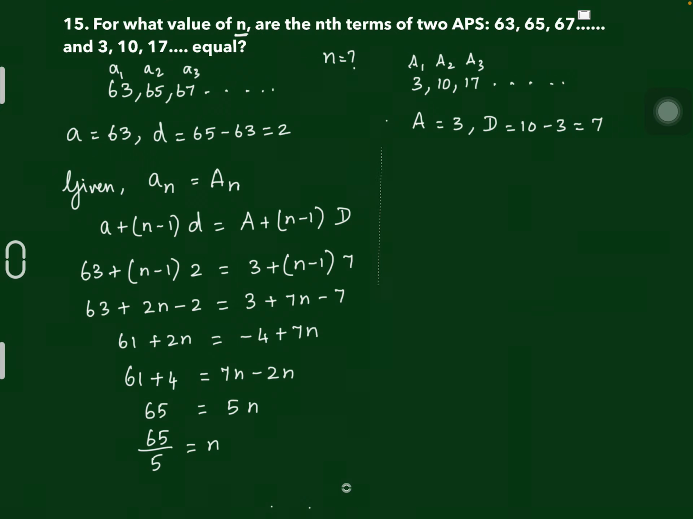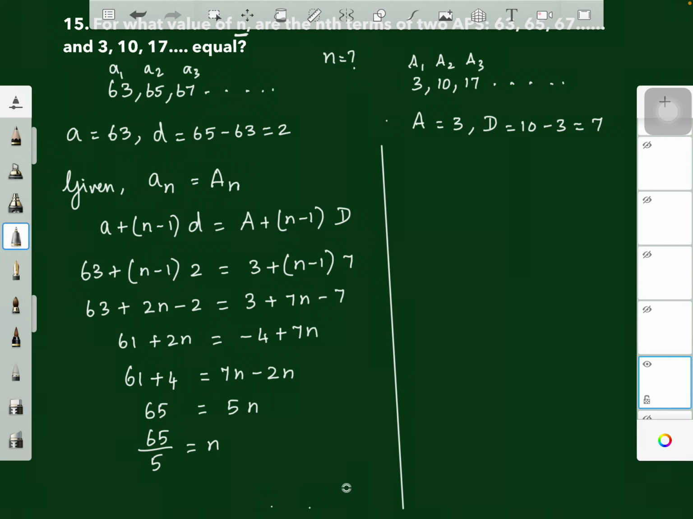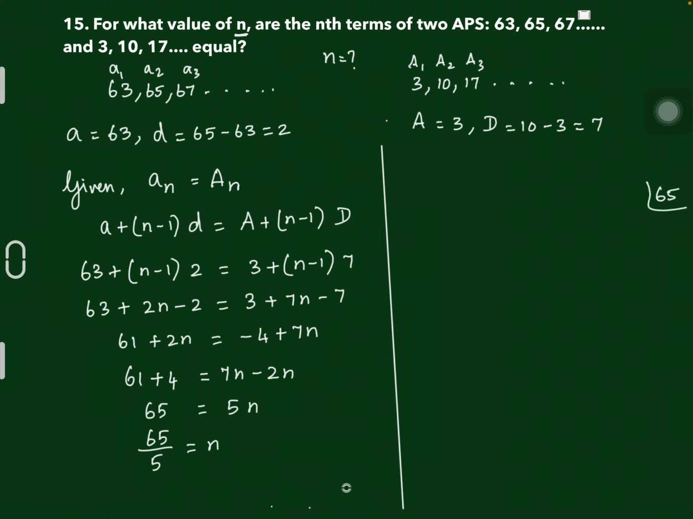So, what is 65 divided by 5? When you divide 65 by 5, what do you get? 5 ones are 5, 5 threes are 15. So, n is equal to 65 by 5, that is nothing but 13.